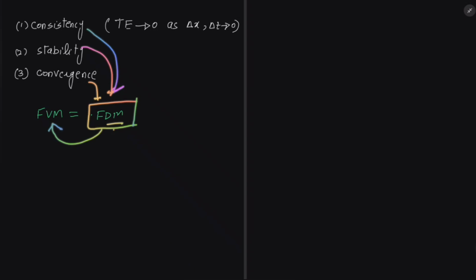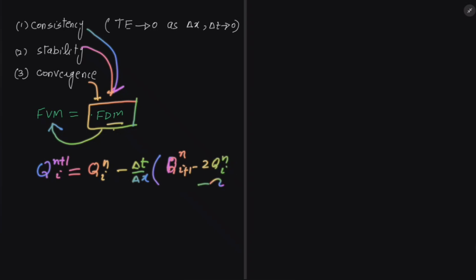Okay, maybe I write again the numerical method for the finite volume method: Q n plus 1 i equals Q n i minus delta t by delta x, and when we have, for example, Q n i plus 1 minus 2 Q n i plus Q n i minus 1, divided by delta x squared. So this formula is the same for the finite volume method and the finite difference method.